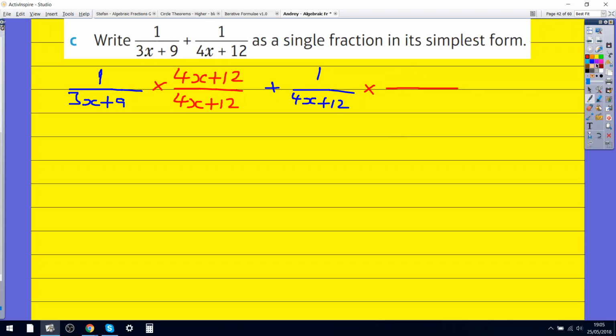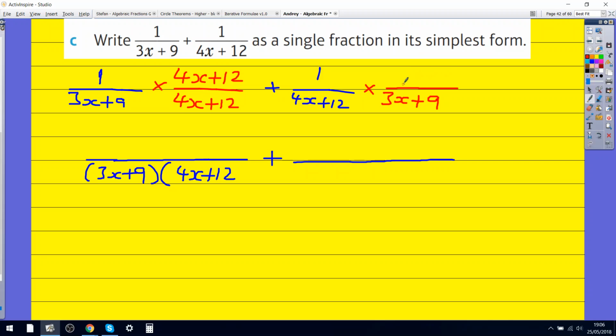So the common denominator that we're aiming for is 3x plus 9 times 4x plus 12. The first one was just 3x plus 9, so you had to multiply it by 4x plus 12. And what would you multiply the second fraction by to get the same denominator? 3x plus 9. Yeah. What would you multiply for the numerator? 3x plus 9 as well. Yeah. A lot of students will just put 1 on the top, but the fraction has to be equal to 1.